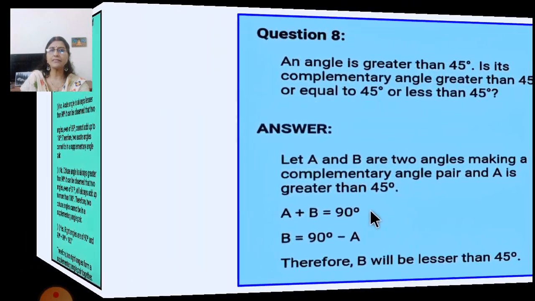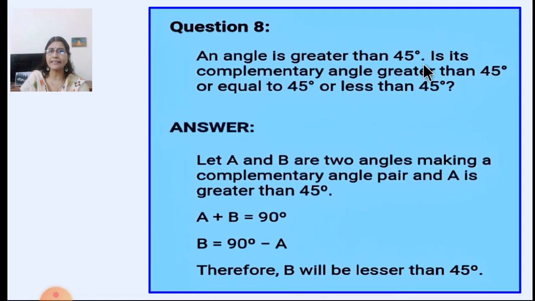Now next question, question number 8. An angle is greater than 45 degrees. Is its complementary angle greater than 45 degrees, or equal to 45 degrees, or less than 45 degrees? So we will have to find out. Let A and B be two angles making a complementary angle pair, and A is greater than 45 degrees. That is given in the question, that one angle is greater than 45 degrees and you have to find out the other angle.